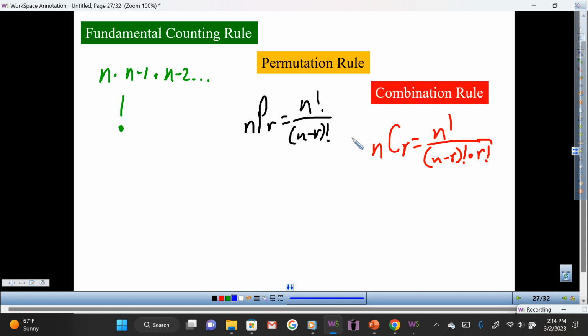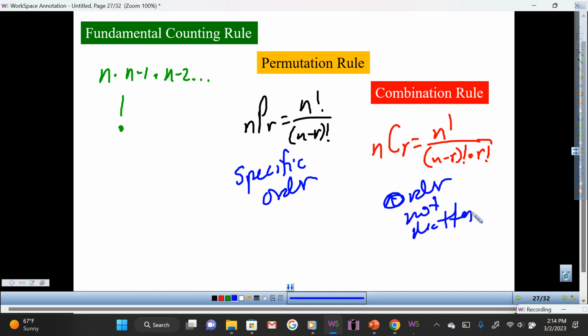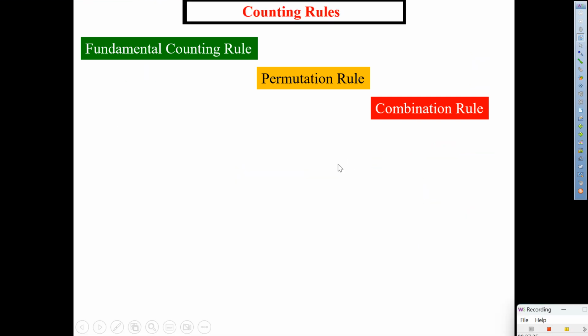Use the permutation rule when there's a specified order, and use the combination rule when there's no order. That is correct. Whenever there's an order that matters or there's a certain sequence to follow, you use the permutation. When there isn't an order to follow that you can just select, then you use the combination. All right. Let's put that to the test.